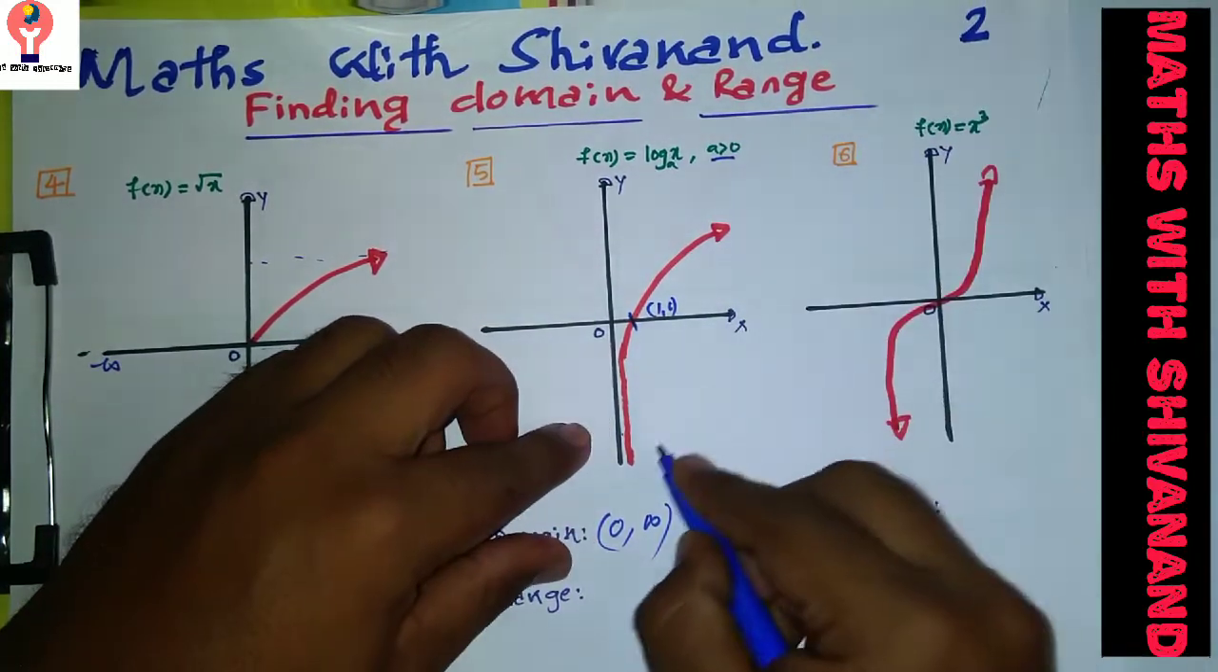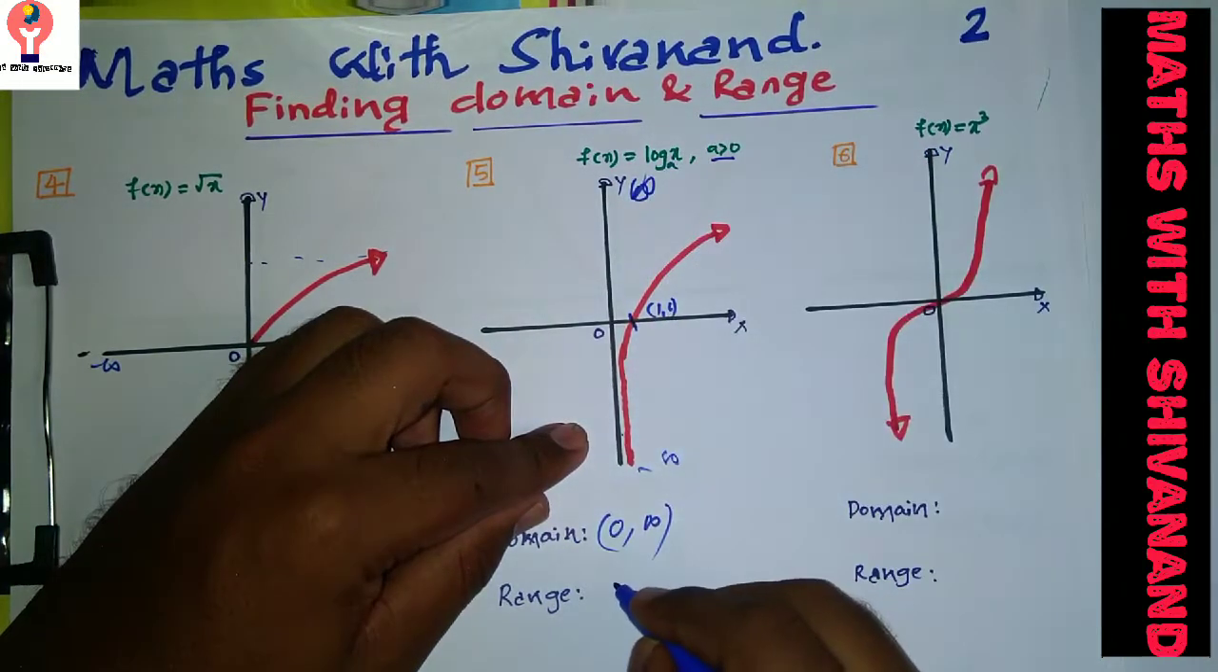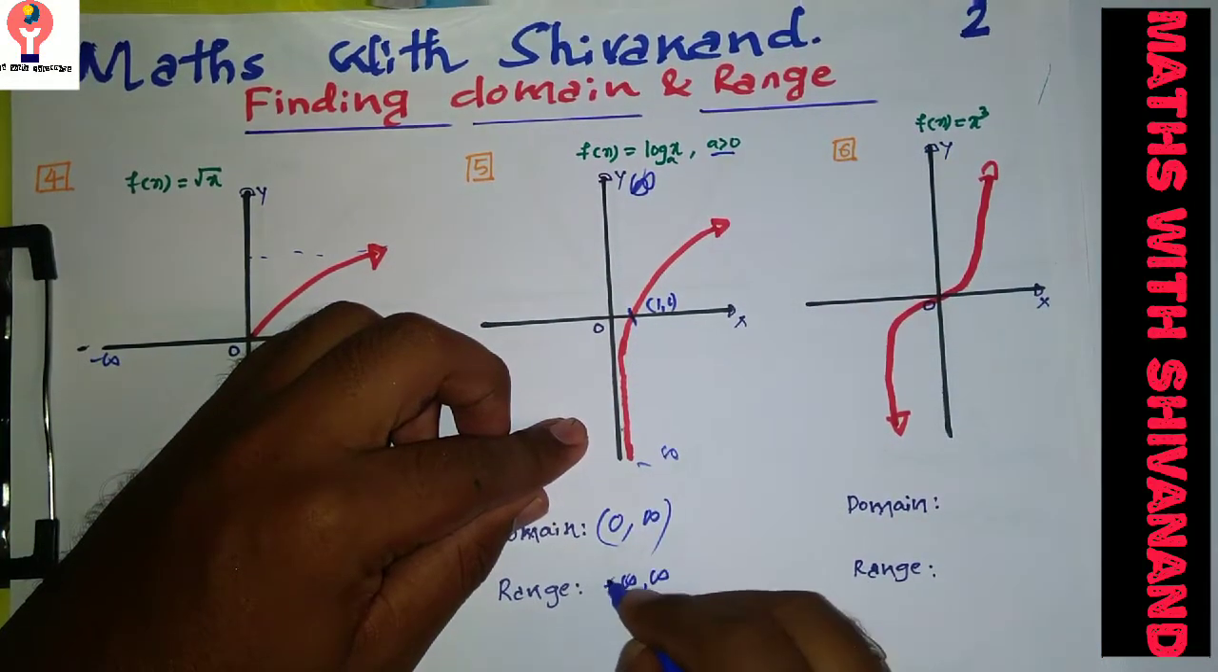So it's all the values right from minus infinity to plus infinity. Hence the range is all real numbers, nothing but minus infinity to plus infinity.